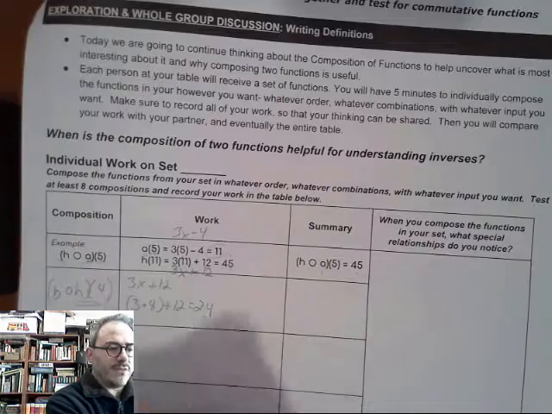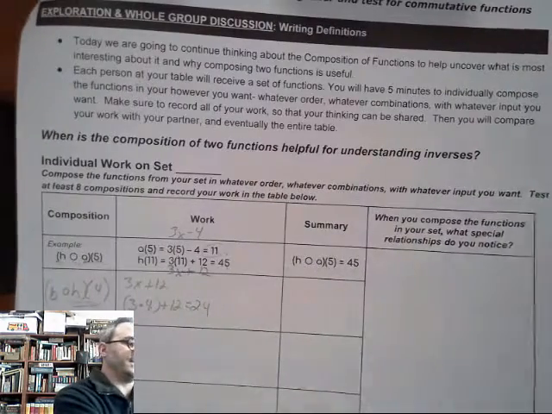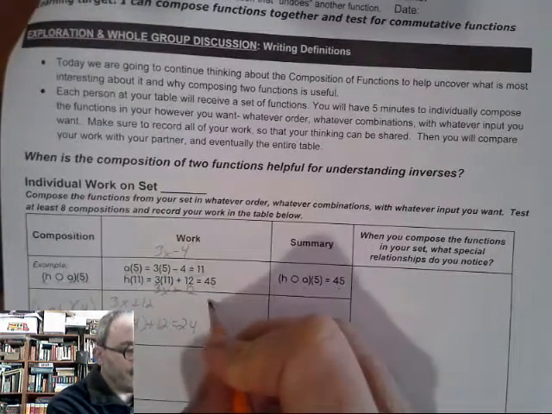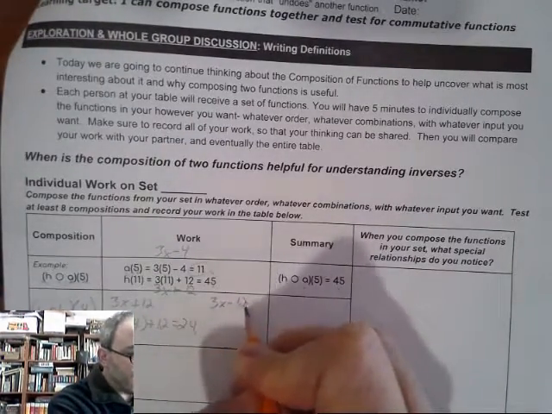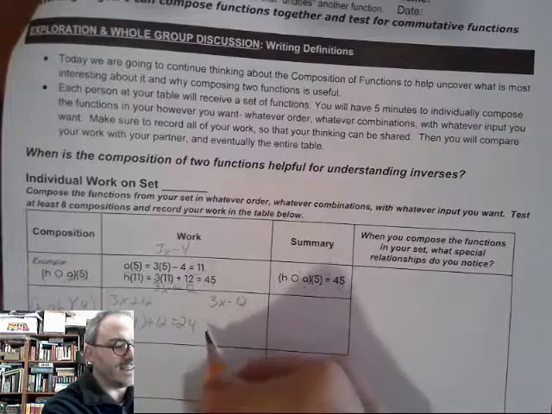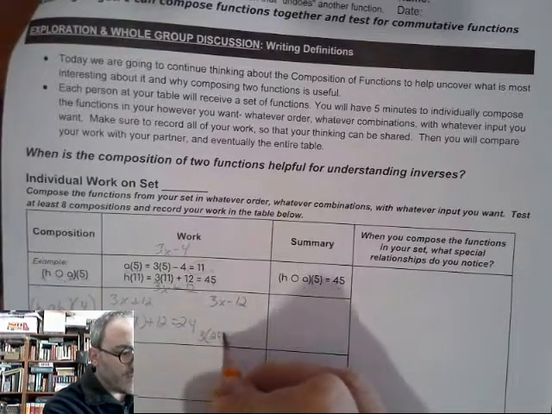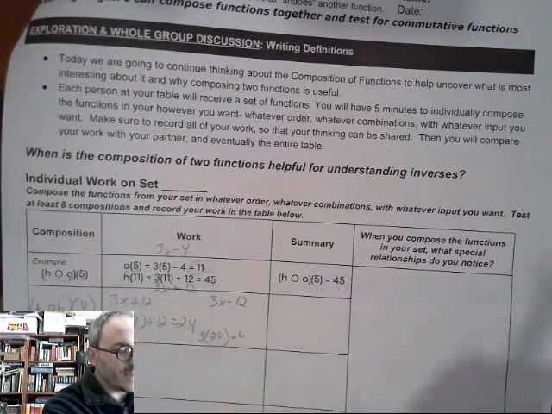Now I have to plug 24 into my B of x. My B of x is 3x minus 12. I'm writing that down to remind myself what it is. Now I got to plug 24 in for this: 3 times 24 minus 12.